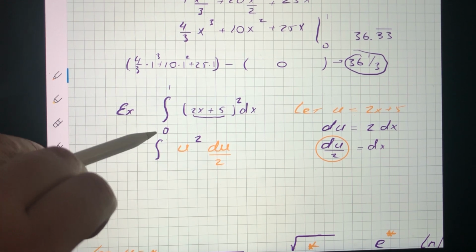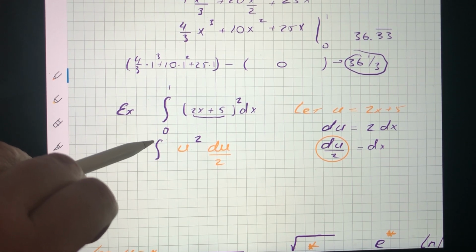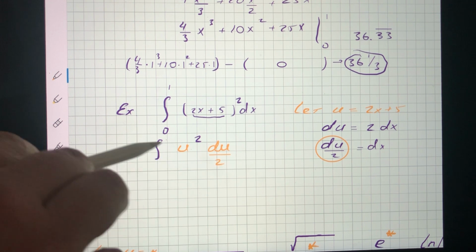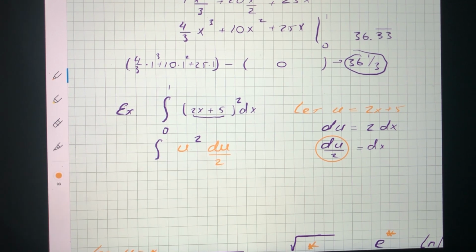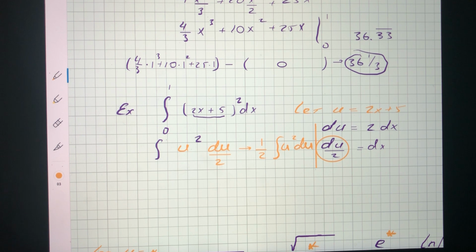The boundaries have changed, so let's not worry about this right now, but we can factor out 1/2 outside and we will just have the regular old power rule. So this is 1/2 integral of u to the 2 du. And that's a power rule.